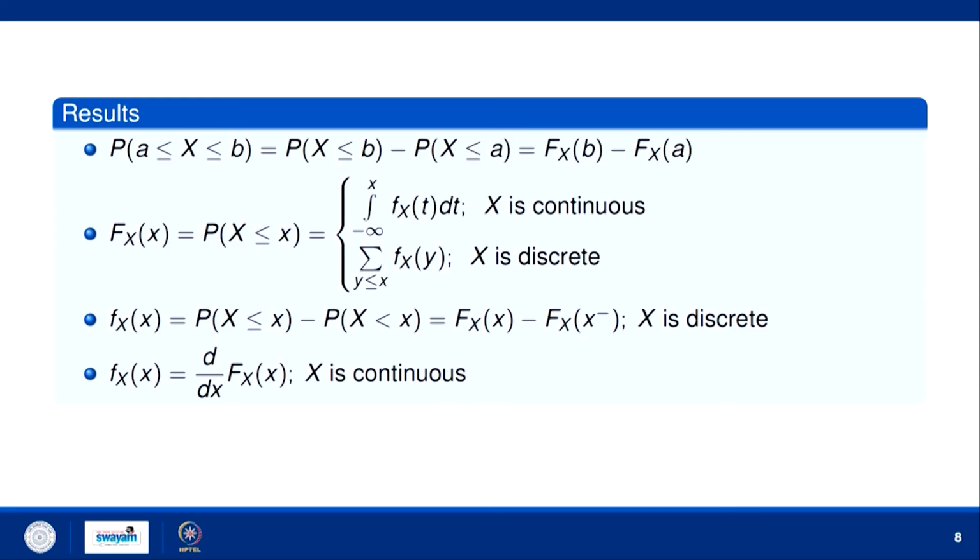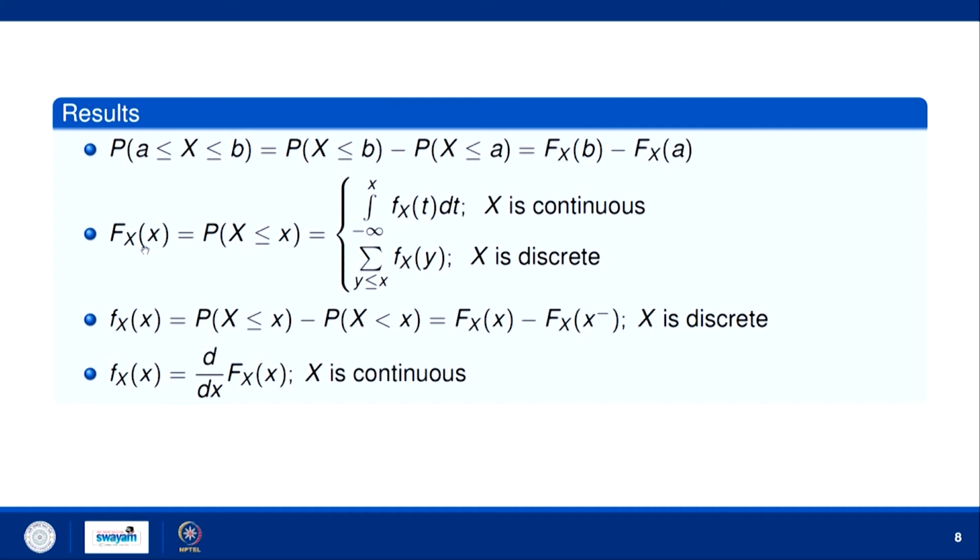Now we are having certain properties. The first property is, if you want to find the probability between a and b, that means you take up to b and subtract up to a, that will give from a to b, and that is nothing but the CDF at x equal to b minus the CDF at x equal to a. This capital F is the cumulative distribution function. This is the first property.